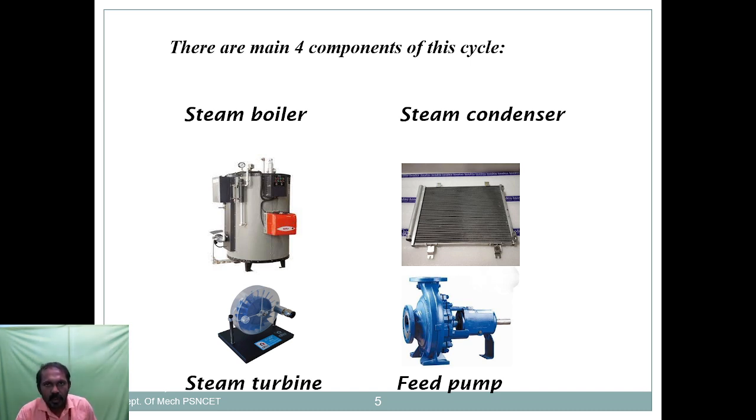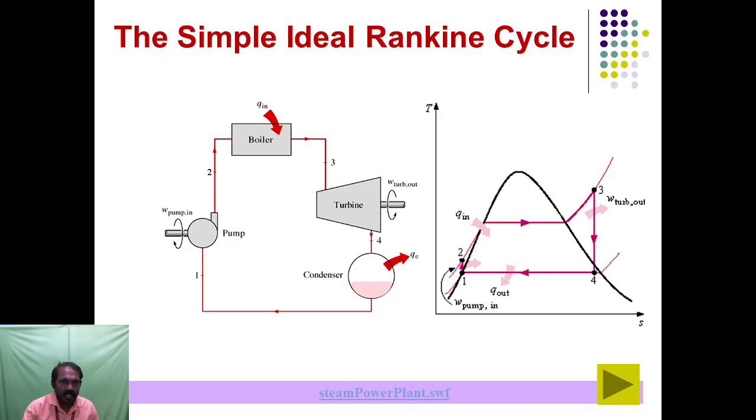So these are the four components we commonly use for the Rankine cycle: boiler, condenser, steam turbine, and feed pump. These four components are connected in the Rankine cycle. So it's a simple ideal Rankine cycle. This is a simple diagram.